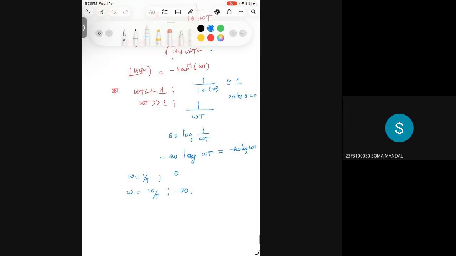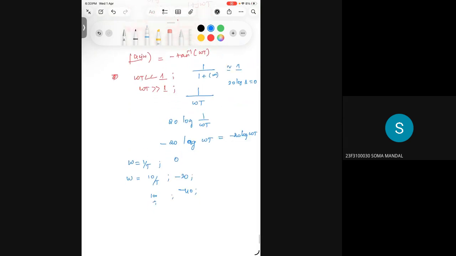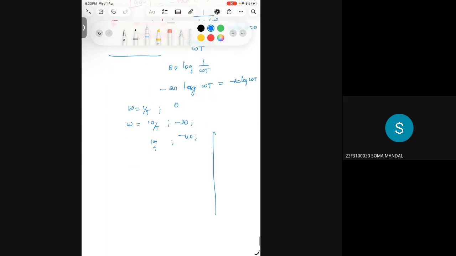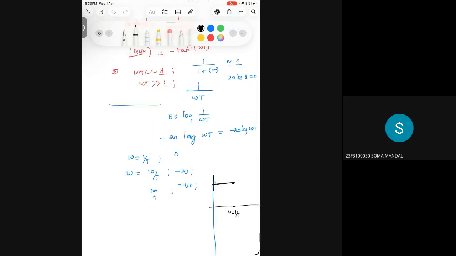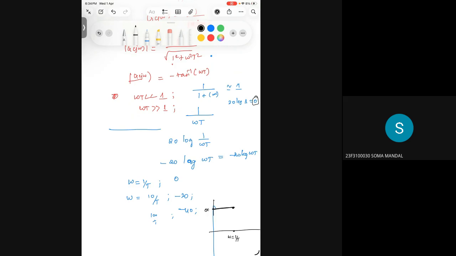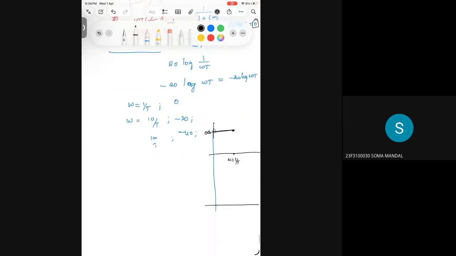Similarly, if you keep on increasing, it will go to minus 40 at 100 by t. It will keep on going for every decade. Now, if I draw a magnitude plot for this, until it reaches the cutoff frequency omega equals 1 by t, it will be stable with a magnitude of 0 decibels. After that, it keeps on going down at minus 20 decibels per decade. From here I found a slope of minus 20 decibels per decade.